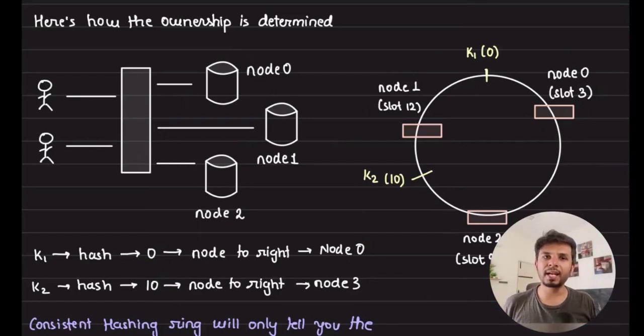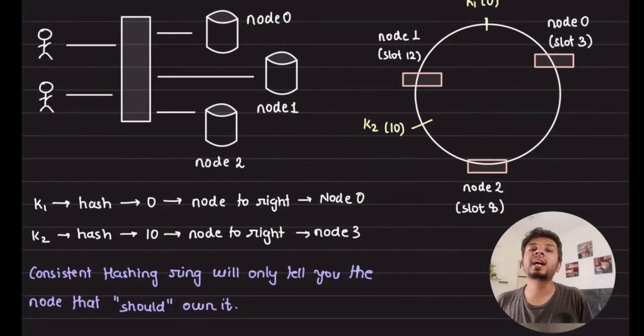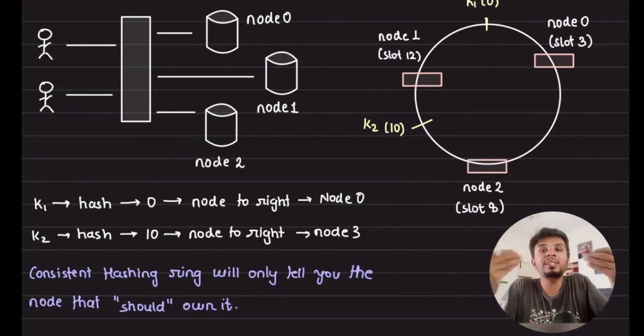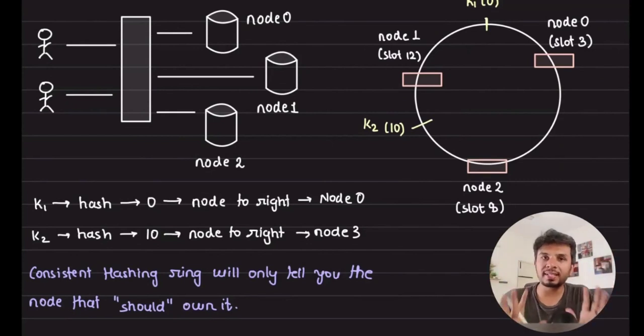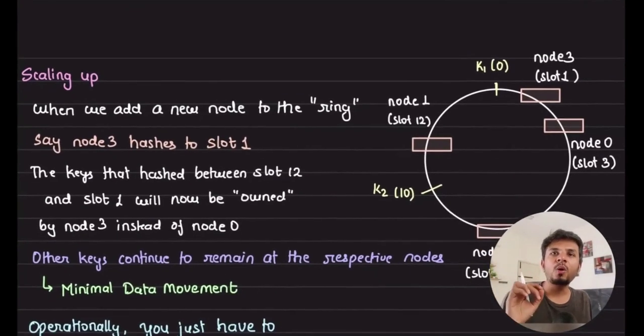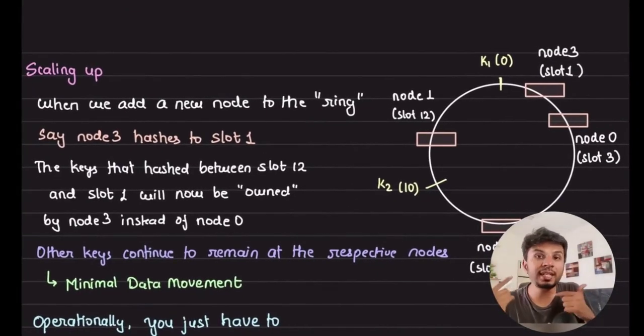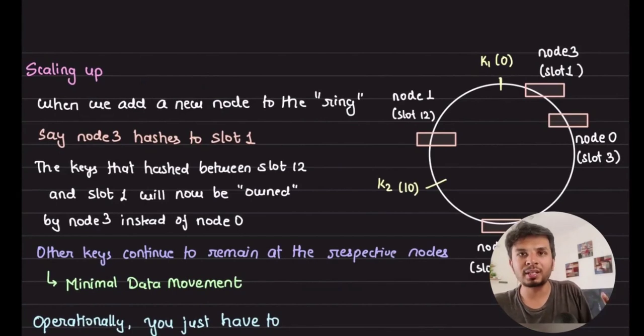Simple. Now this is what consistent hashing is doing. It is just telling you who owns this particular thing. Consistent hashing. That's it. Nothing more, nothing less. Now let's see what happens when we scale up, because we need to solve a problem. The problem is data movement. So now let's understand how this data movement problem is solved.